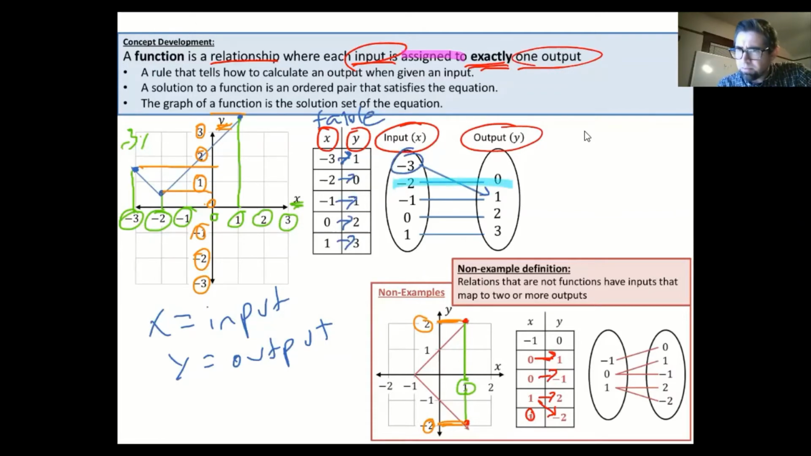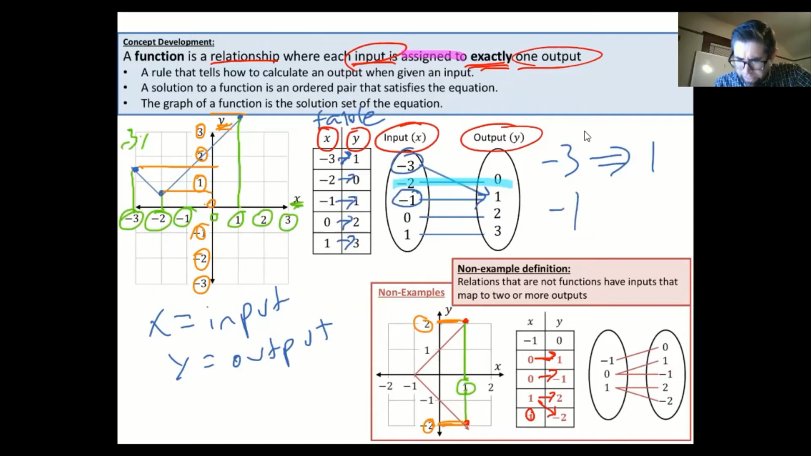I see something here that might be confusing to some of us. This input -1 is also going to 1. Is that okay? Does that meet our definition of a function? Well, let's go back to the definition. A function is a relationship where each input is assigned to exactly one output. Okay, well, let's check. -3 is assigned to exactly 1. So -3 goes to, or is assigned to, +1. Okay, one input is assigned to exactly one output. Good.